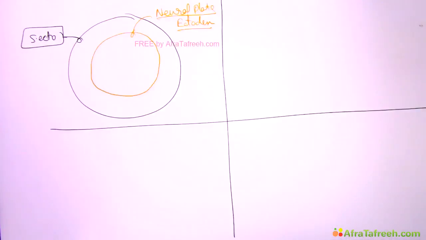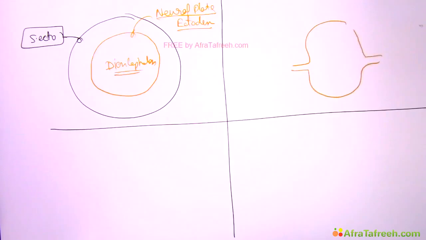It is forming the diencephalon part of the brain, the forebrain. What it is doing, you see in the next part of the diagram, is forming some sulcus on either side. What sulcus? It is called the optic sulcus or optic groove.